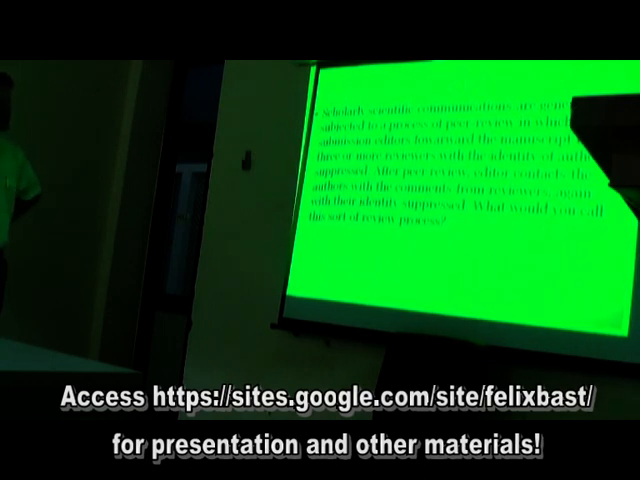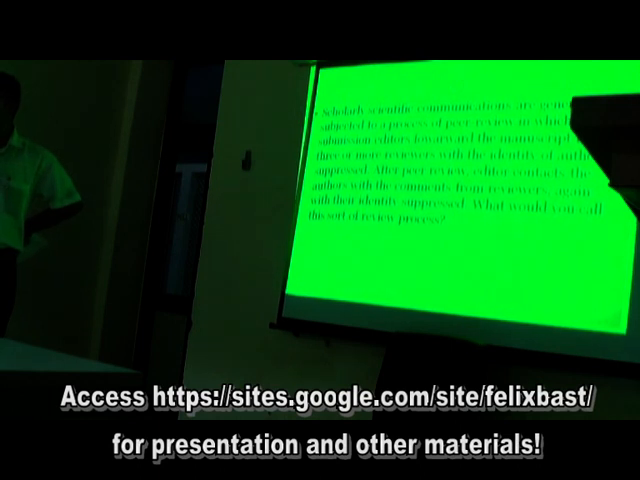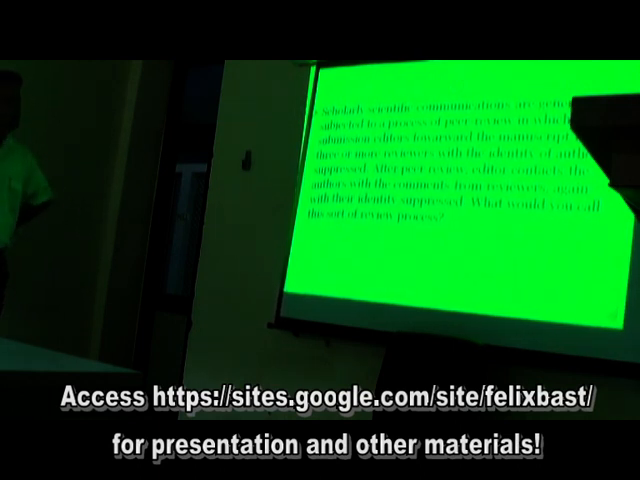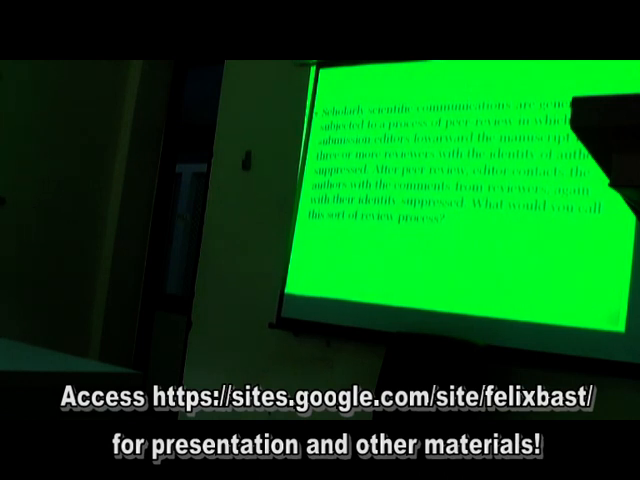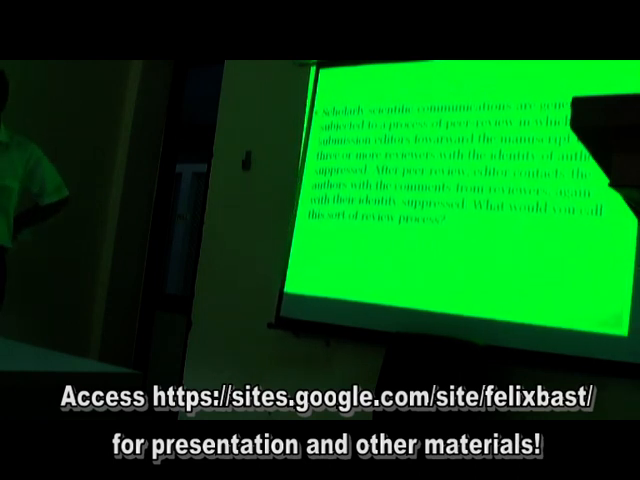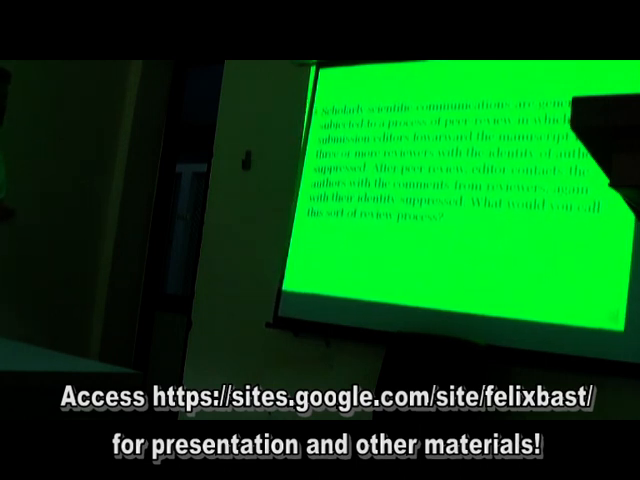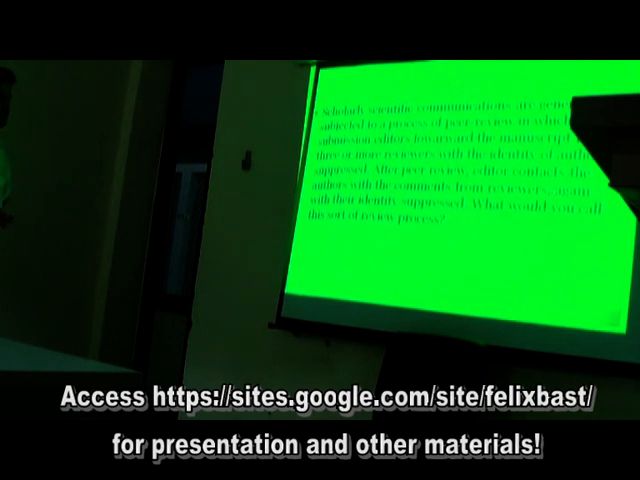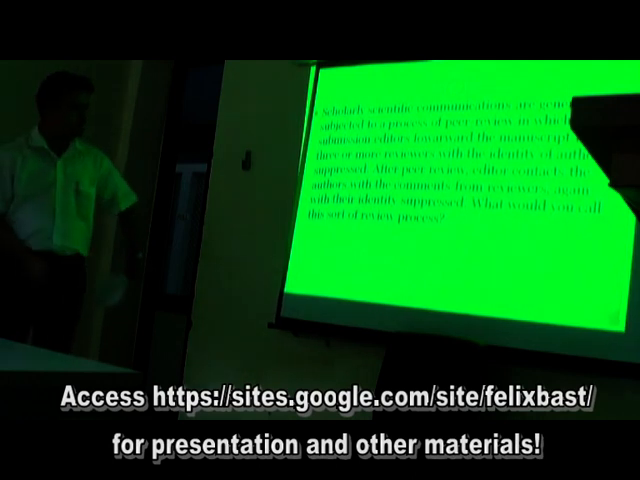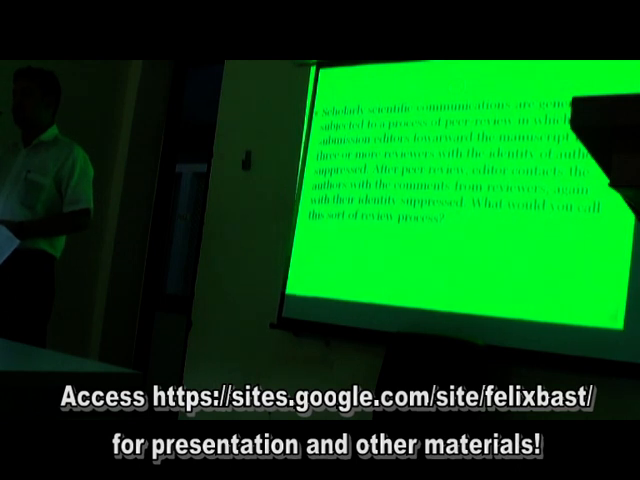Scholarly scientific communications are generally subject to the process of peer review. Scholarly scientific communication means your articles that you are putting in the papers, right? So, upon submission, editors forward the manuscript to 3 or more reviewers with the identity of authors suppressed. The reviewer will not know who these authors are, okay? After peer review, editor contacts the authors with the comments from reviewers, again with their identity suppressed. What would you call this sort of review process? Is that clear? So only one person knows it, the identity, that is the editor.